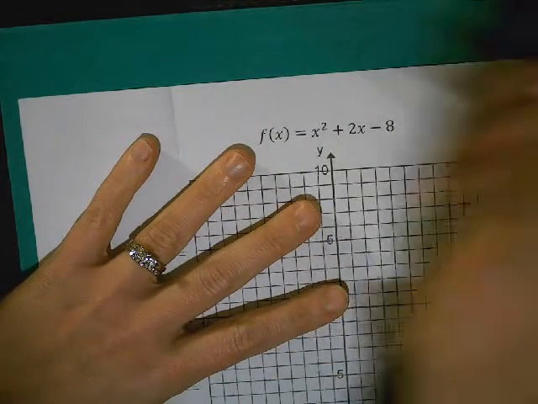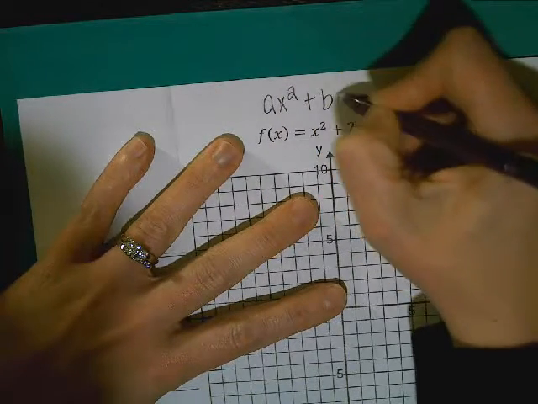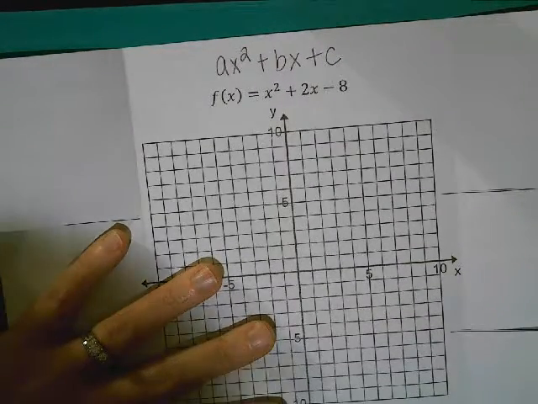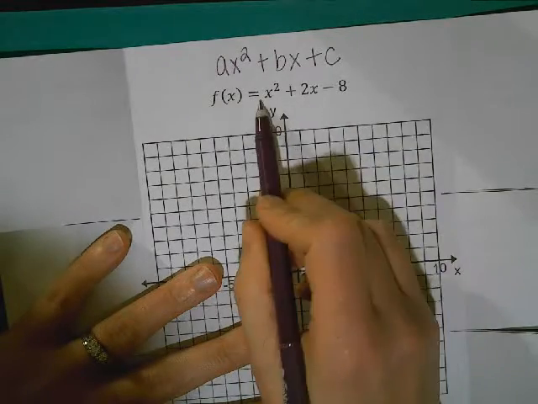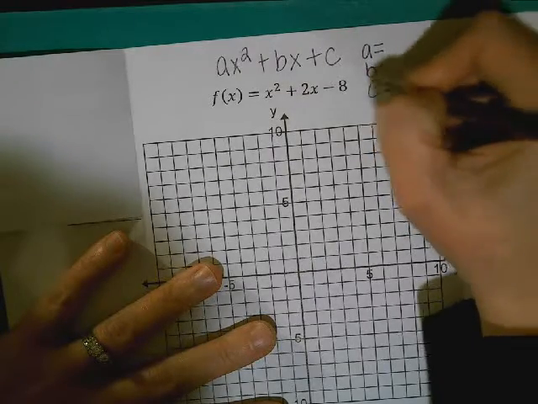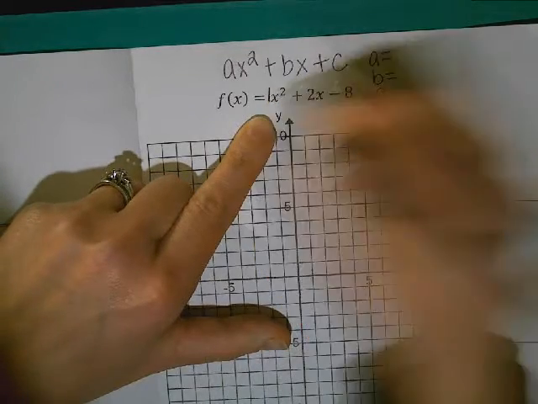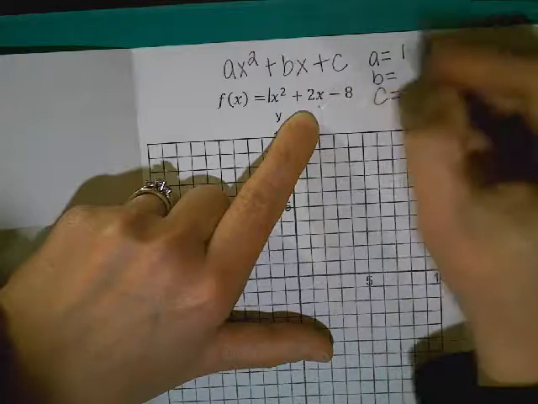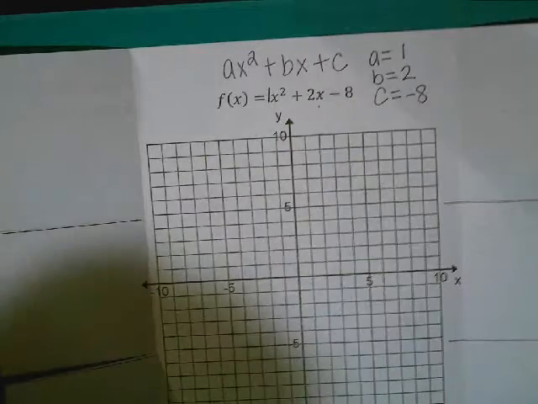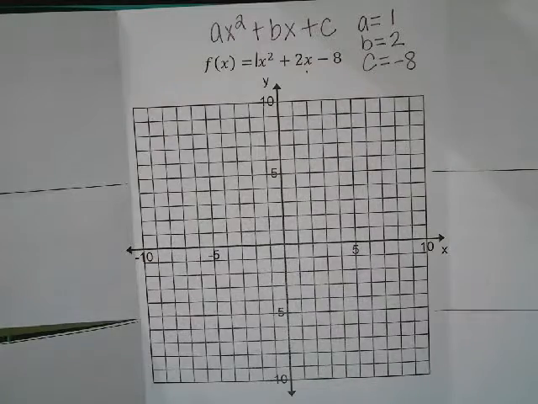The standard form for quadratics is ax squared plus bx plus c. That's standard form for quadratics. So for this equation here, we have a, b, and c. A is hiding before this x squared as a 1. B is a 2. And c is a negative 8.